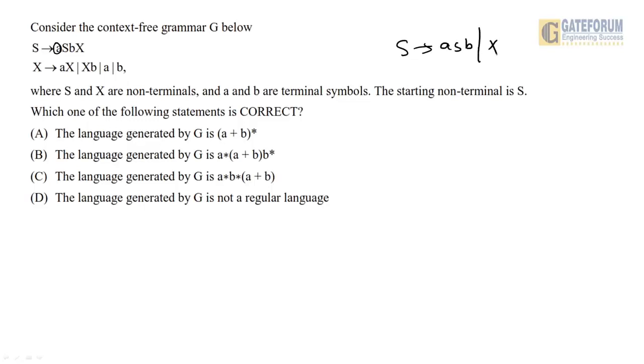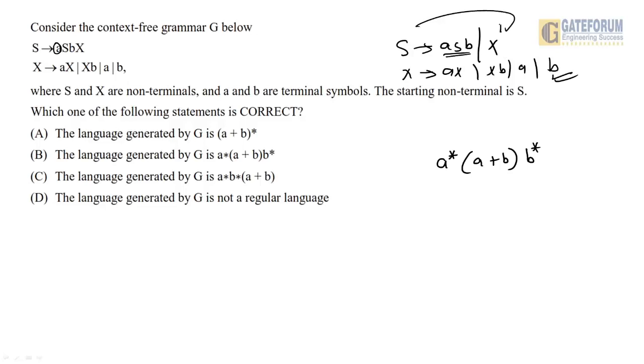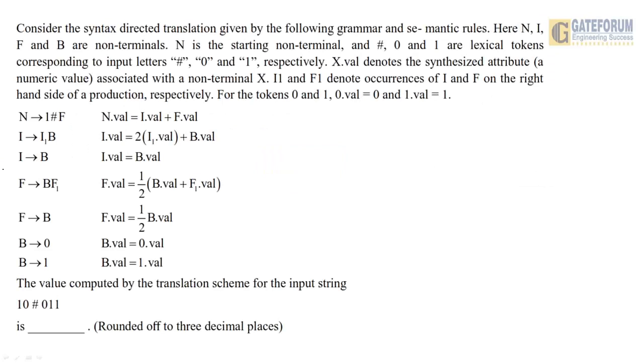A S B or S, and X gives you AX, XB, AB. So initially there is A star, after that you can put any combination of AB, and then there is B star. If you want to generate a string that starts with B, there is no need to use this, go directly to that, and from this you can generate any number of B's. So the expression generated by this is B star. Got my point?